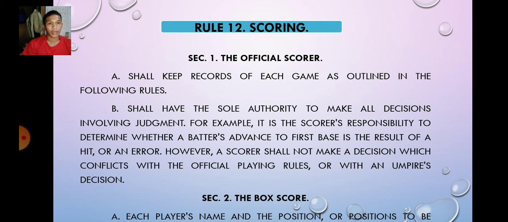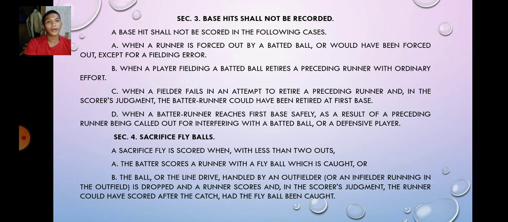Each player's name and position or positions to be recorded. Section 3. Base hits which shall not be recorded. A. A base hit shall not be recorded in the following cases: when a runner is forced out by the batted ball, or one who had been forced out except for a fielding error. When a fielder's play retards a preceding runner with ordinary effort.